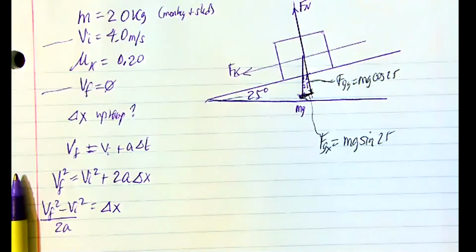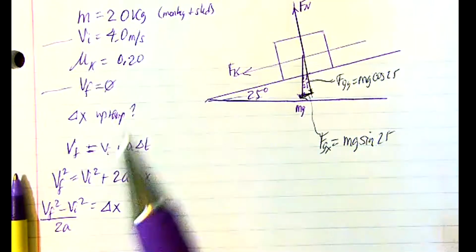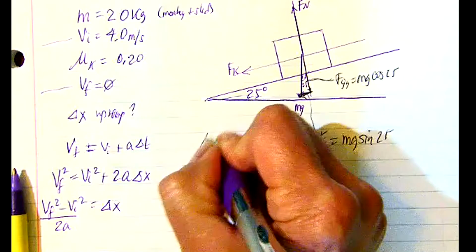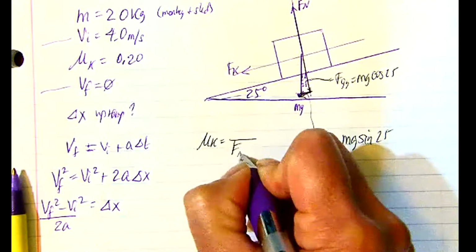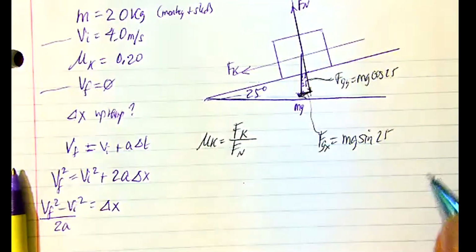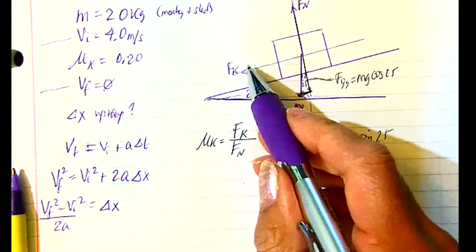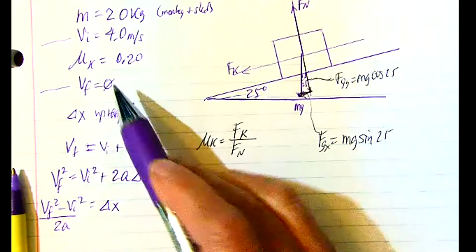All right, now they also gave us the mu sub k, so we might as well write that down. What is mu sub k? Well, let's see. Mu sub k, I know I need to know what the normal force is. I know that's in the denominator. And then up here is going to be F sub k. So we need to figure out what F sub k is. And then we need to know F of n, or they gave us mu k.